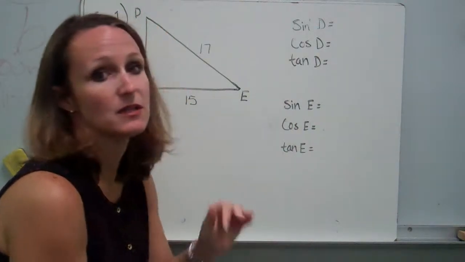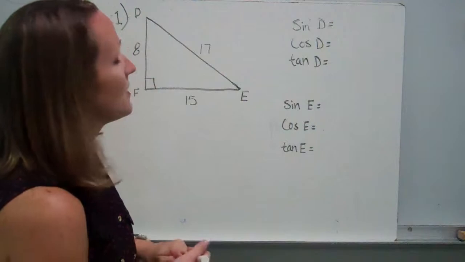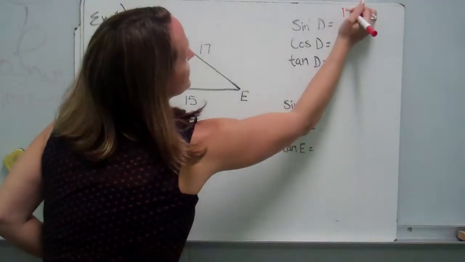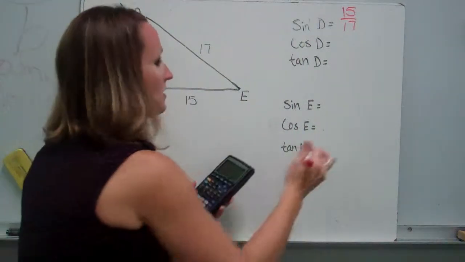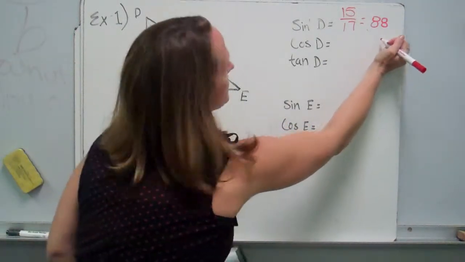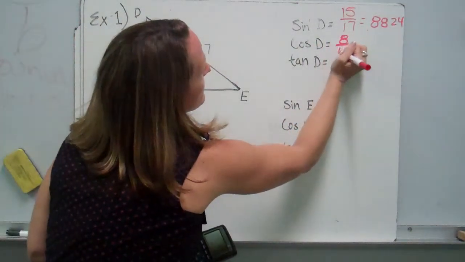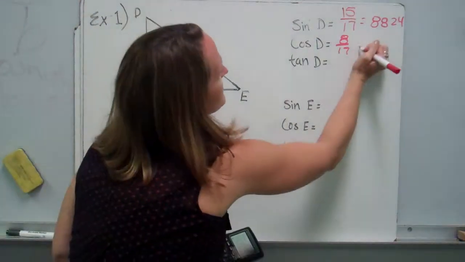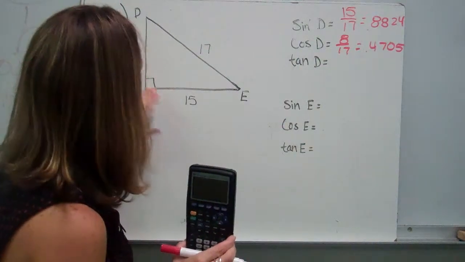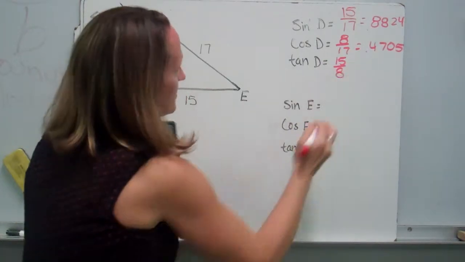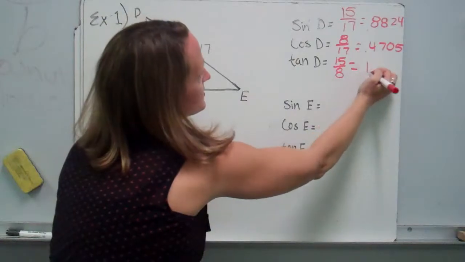Okay, so let's look at some numbers. If we want to look at the sine of D, then we're looking at the opposite over the hypotenuse, which would be 15 over 17. That's our ratio, and if we plug that into the calculator, we're just plugging it in as 15 divided by 17, and we're going to get 0.8824. If we're looking for the cosine of D, we're looking at 8 over 17. We plug that in, it's going to be 0.4705. And of course the tangent of D is opposite over adjacent, so it's 15 over 8, right, because it's opposite over adjacent, which gives us 1.875.